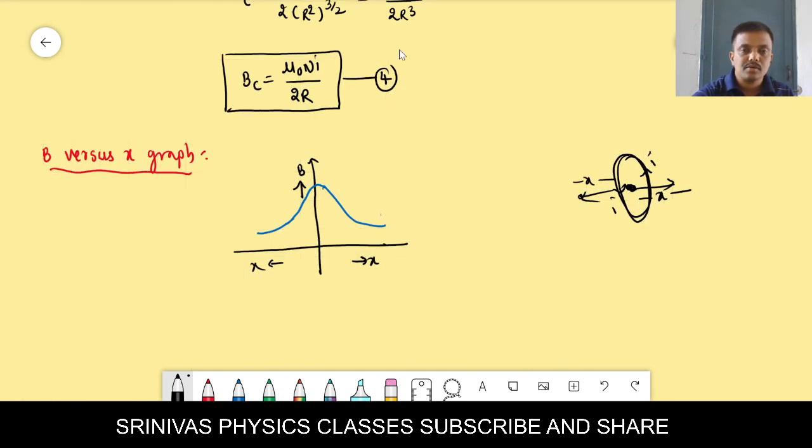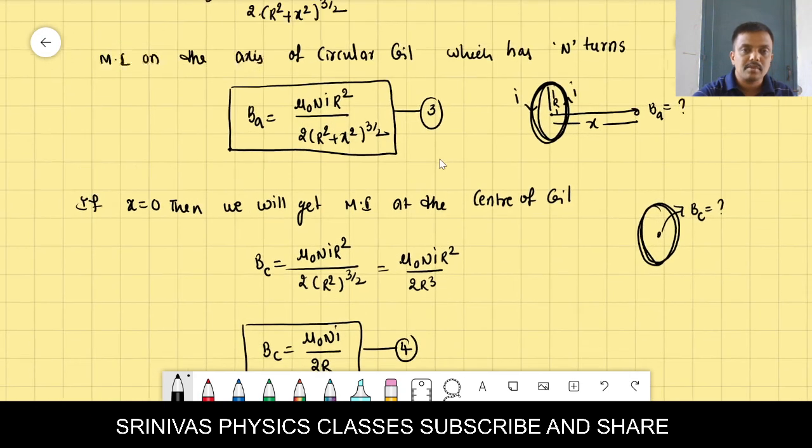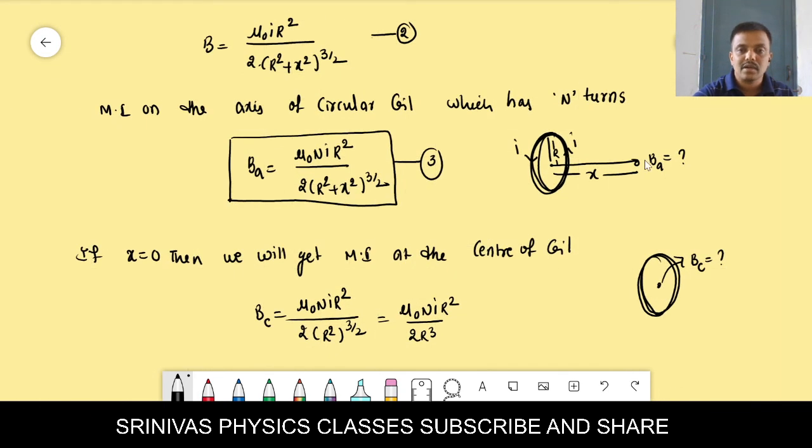The graph is very simple. You see this formula. If X increases, what happens? You tell me. If X increases, you are going away from the coil. X increase means the denominator will increase. Yes or no? Denominator increase means when this term increases, automatically this B term will decrease. Is it correct? When this term increases, the B term will decrease.